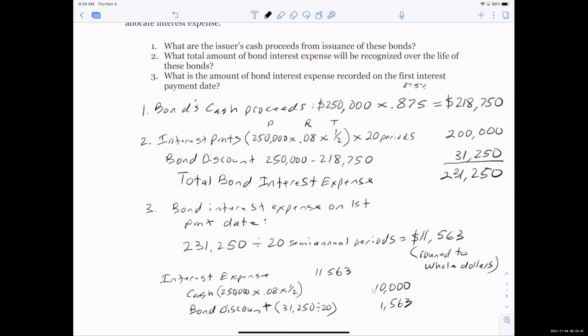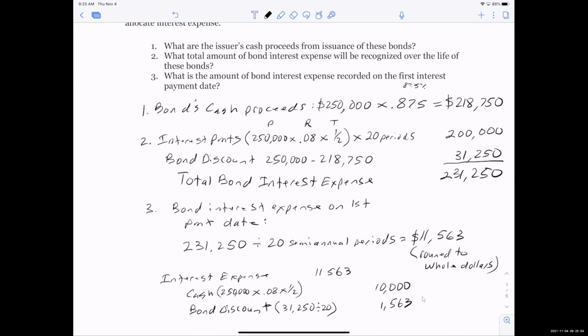But then we have to allocate some of that money that we didn't receive, but we have to pay back. We're going to amortize our bond discount. And how do we do that? Well, here's our bond discount. It's 31,250, and that's the whole amount. And so if we divide that by 20, that's where we get the 1,563.